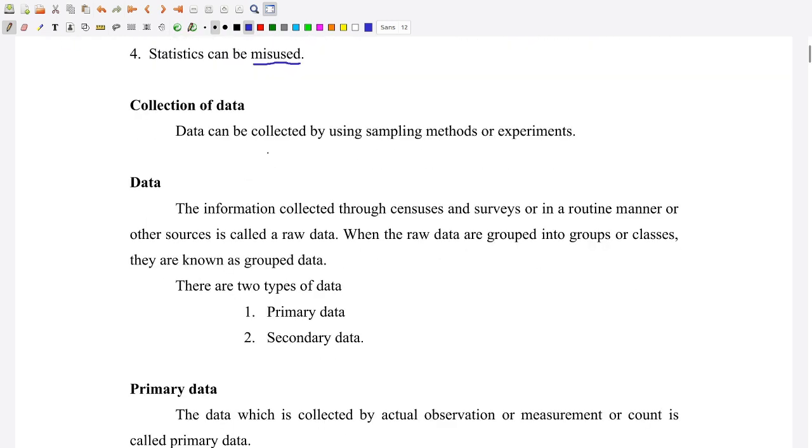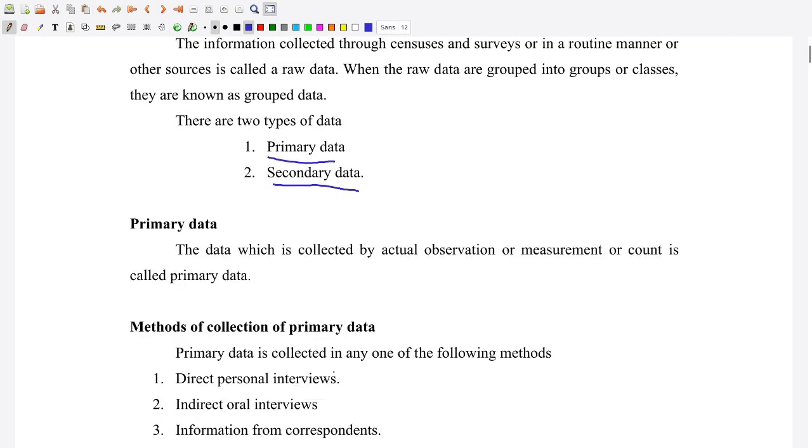So how can you collect data? Firstly, data is of two types. One is primary data and second is secondary data. Primary data means you are collecting it from the primary source, and secondary data means you are collecting it from a secondary source. So how can you do that?